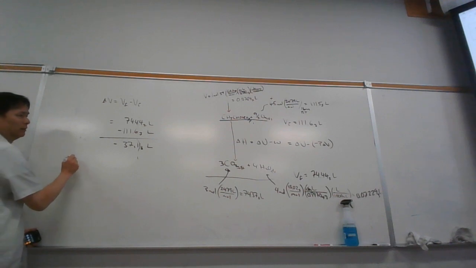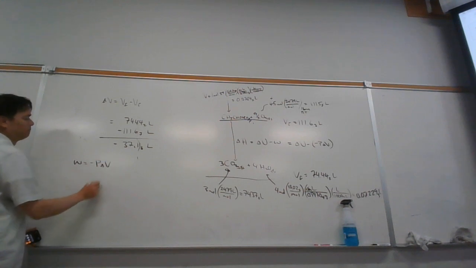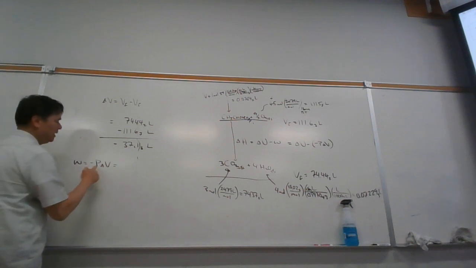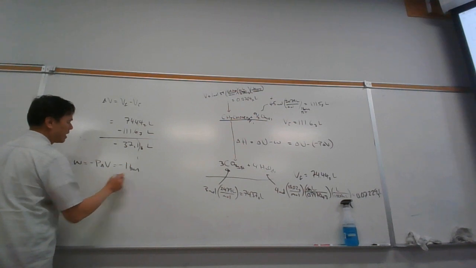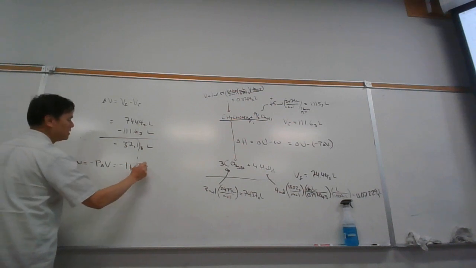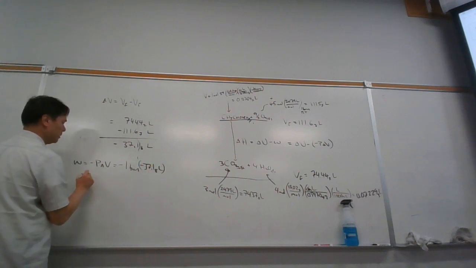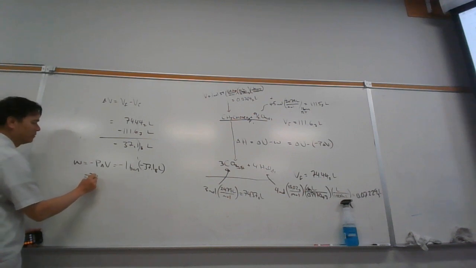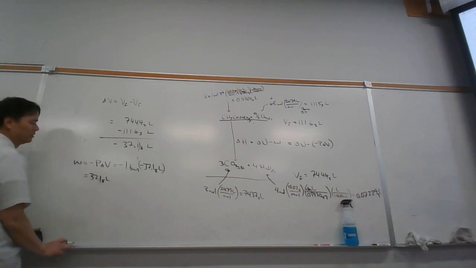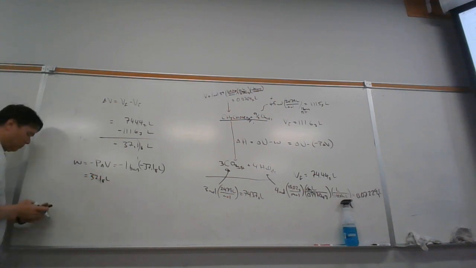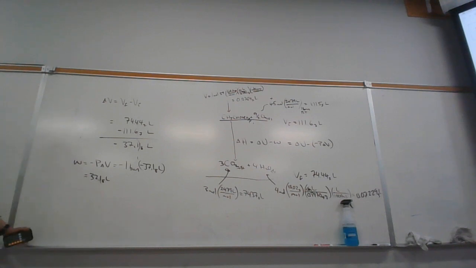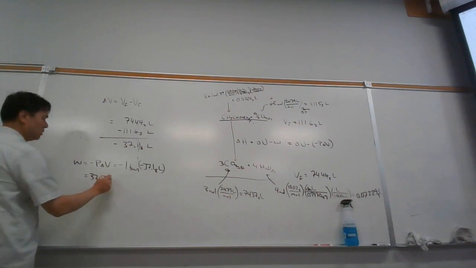Okay, let's calculate the work. The work is equal to minus P delta V. So P is 1 bar, exactly. Delta V is minus 37.1 sub 8 liters. And so this is going to give us 37.18 liters times bar.